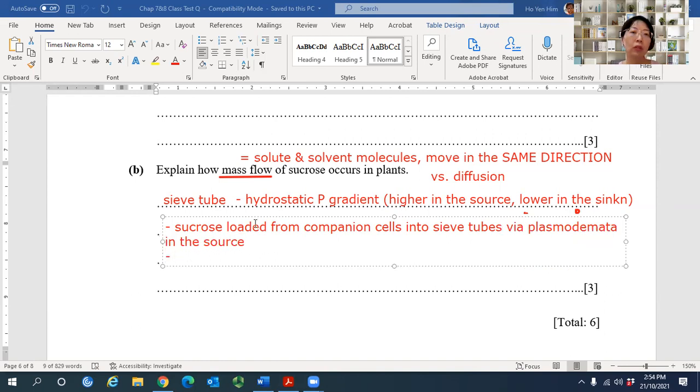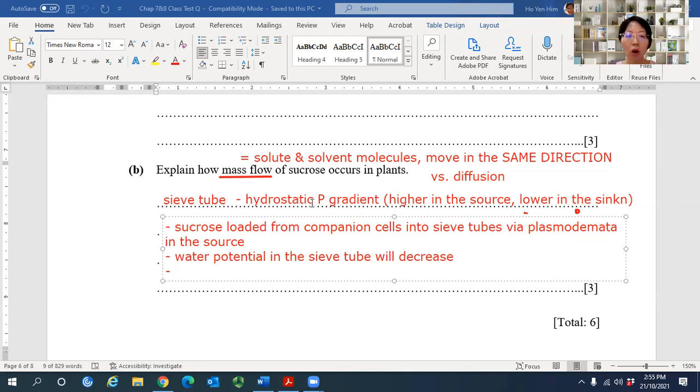So what happened after the sucrose is loaded? The water potential in the sieve tube will increase. Increase, right? No, decrease. It will decrease, right? You add solute, so you will reduce water potential. So this will cause water to move into the sieve tube from the surrounding cells, okay?